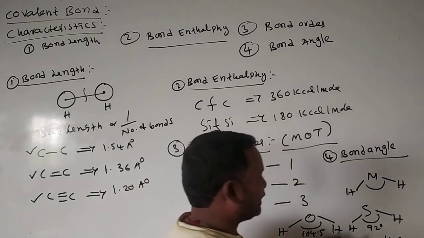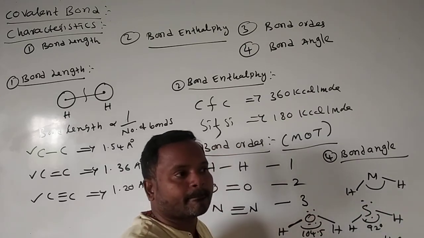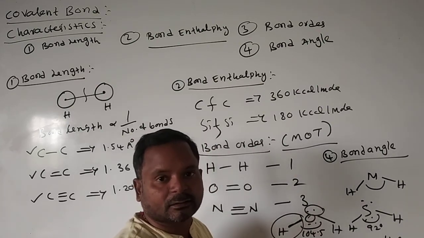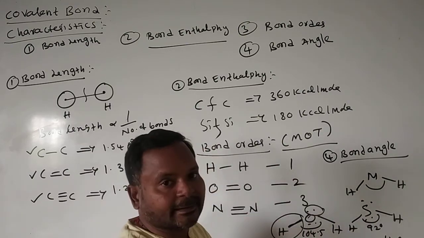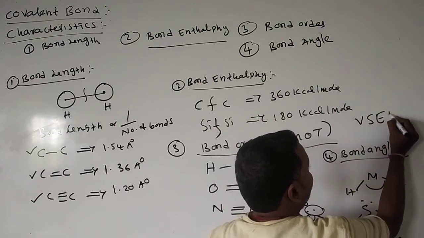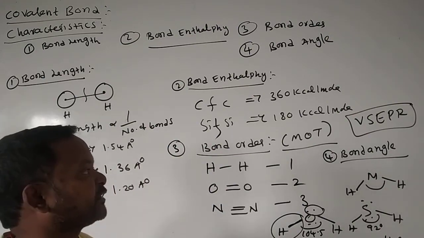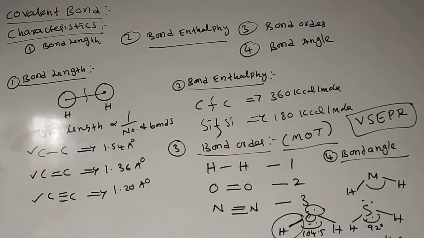Here these shared pair electrons are bonded electrons, and here we have a lone pair of electrons. Bond angles mainly depend on bonded electrons and unpaired electrons. Based on these, we explain bond angles by using one important theory, VSEPR theory. What is VSEPR theory? Valence shell electron pair repulsion theory. By using it, we will explain bond angles and the different geometries of covalent molecules. This is one of the important concepts.